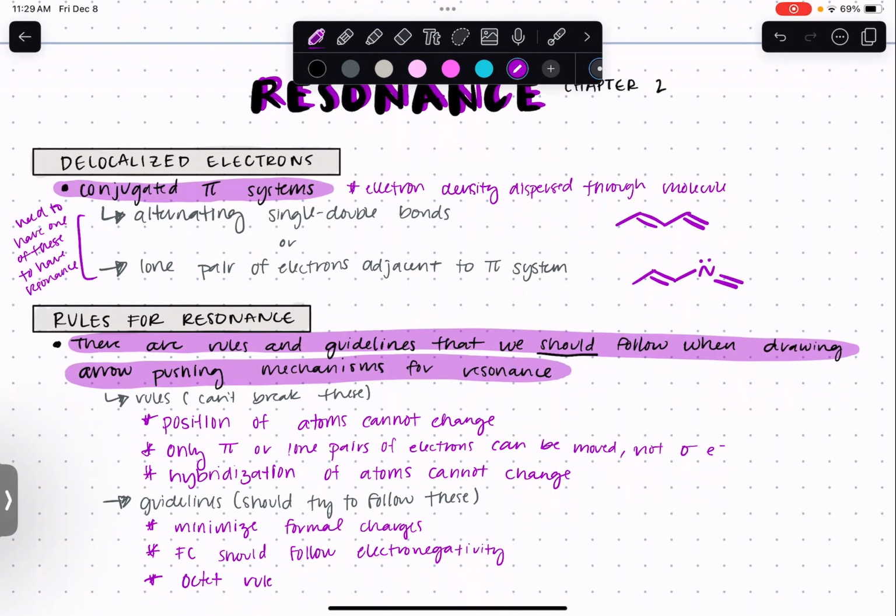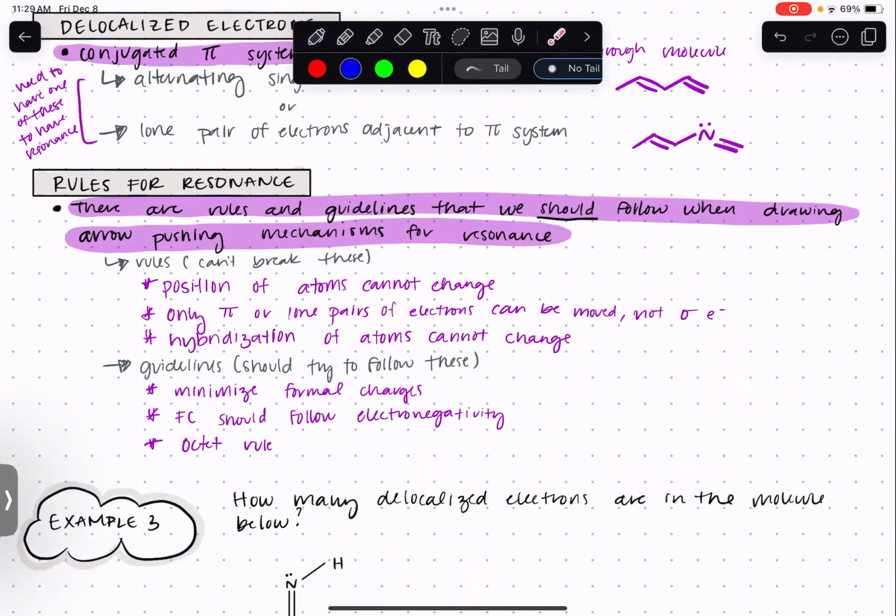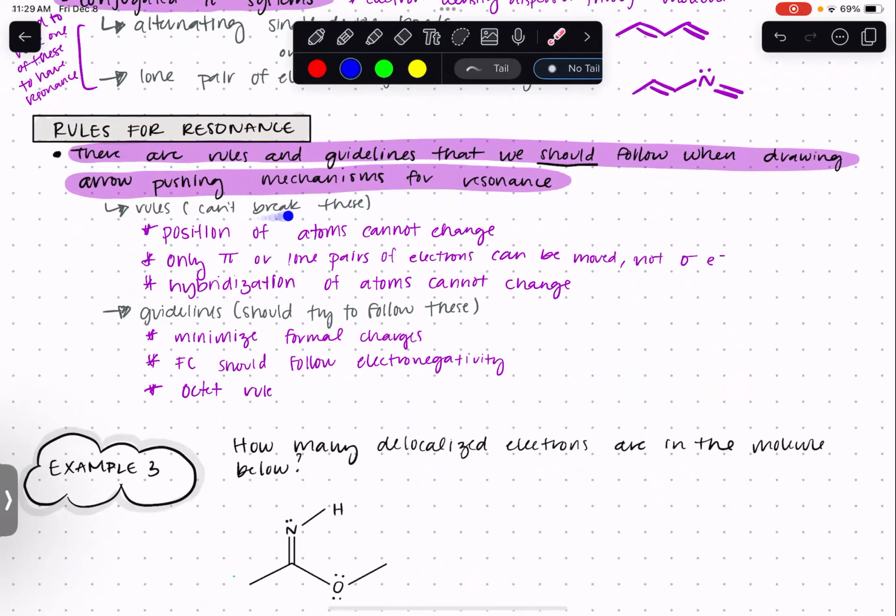So, rules for resonance. There are some rules and guidelines that we should follow when we're drawing our arrow pushing mechanisms for resonance. The rules, which are things that we cannot break at any point, is that position of the atoms can't change, because if we move atoms, then we're changing the molecule, and that would be a completely different thing. That'd be a completely different mechanism type of thing. It would be like a reaction rather than just an arrow pushing mechanism.